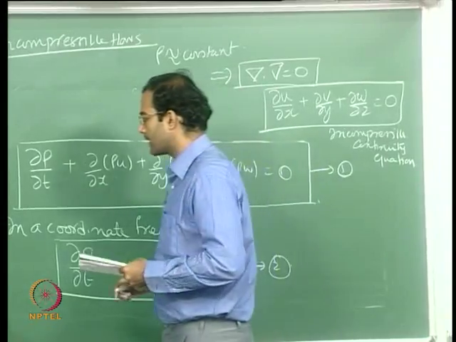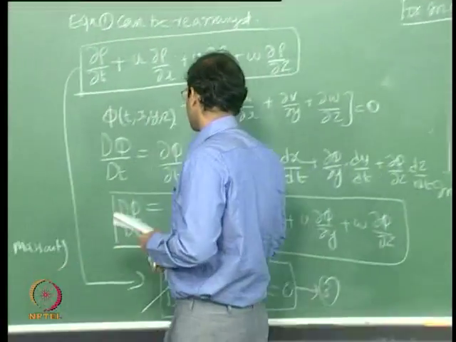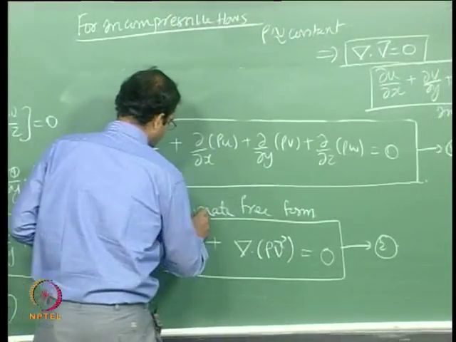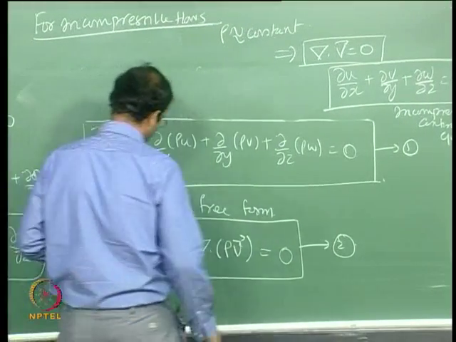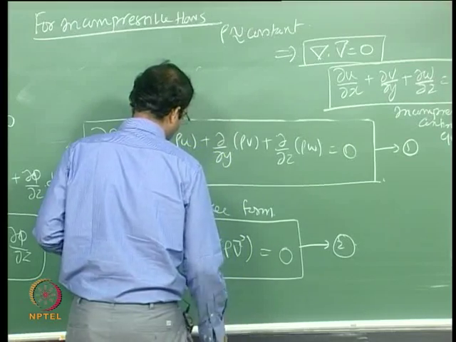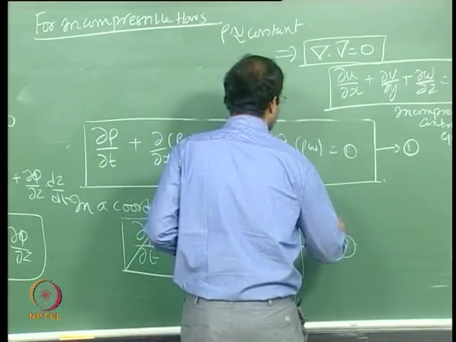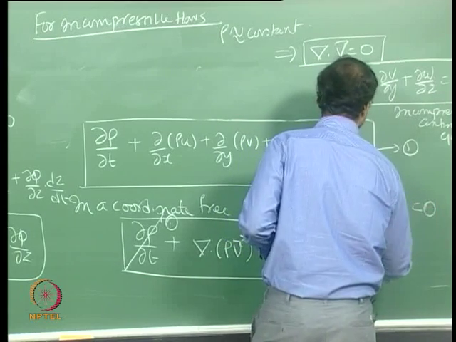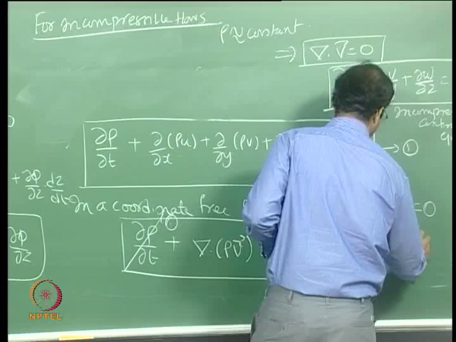If you are looking at the compressible continuity equation but in steady flow, then you neglect the derivative with respect to time, and then this becomes your del dot rho v equal to 0, which is your compressible continuity equation.